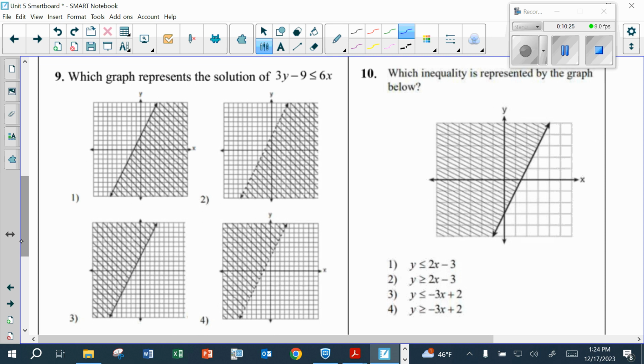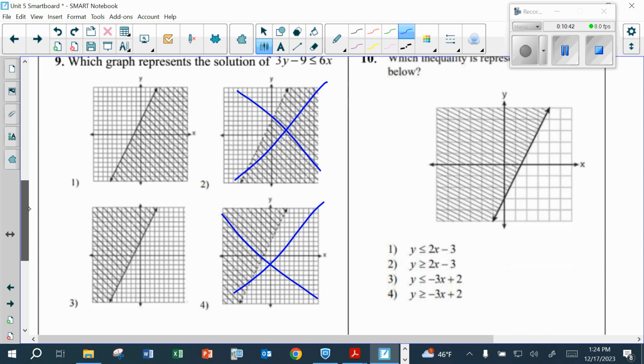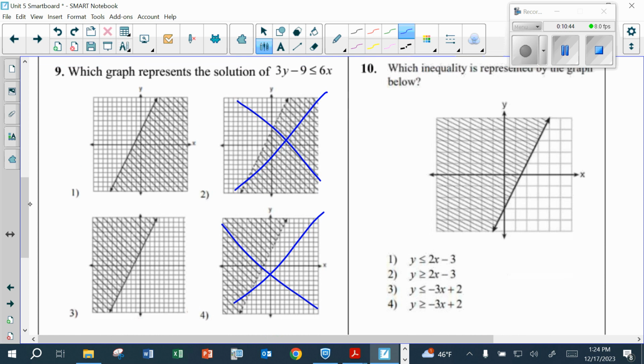Okay. Which graph represents the solution? 3y minus 9 is less than or equal to 6x. Again, you can eliminate these two because they're dashed. It's less than or equal to. You can use the same method that we did up here for number 7 and pick the point 0, 0 and see if it works. Then based on that, you know, because 0, 0 is either in or out of these solutions. So I'll show you what I mean.